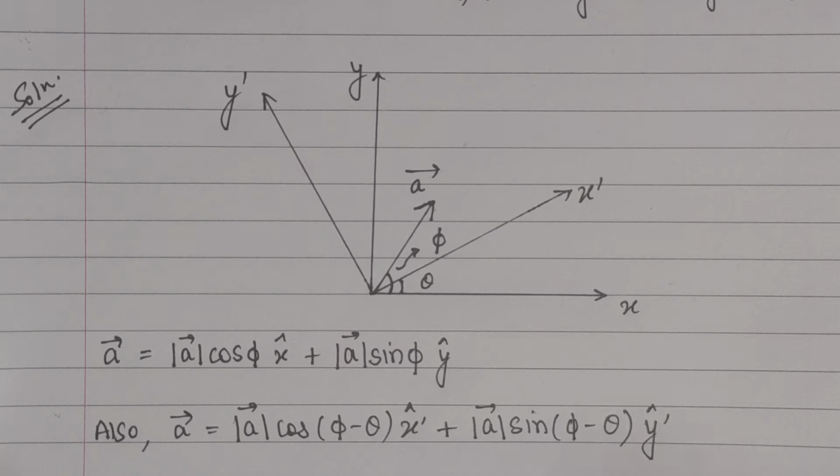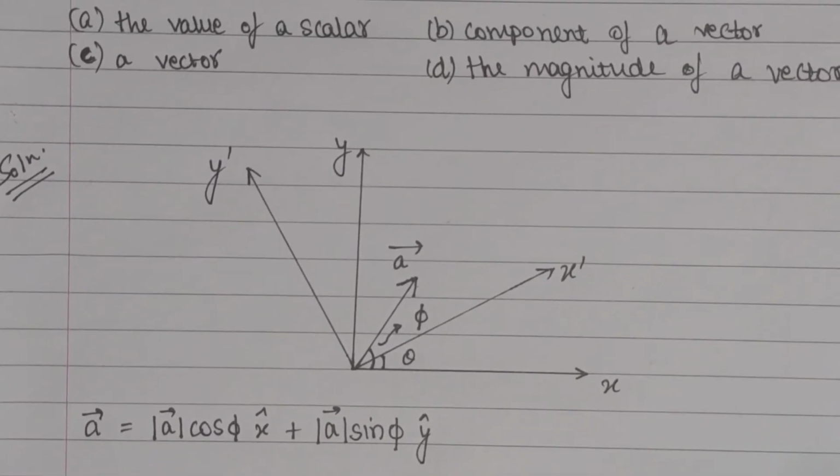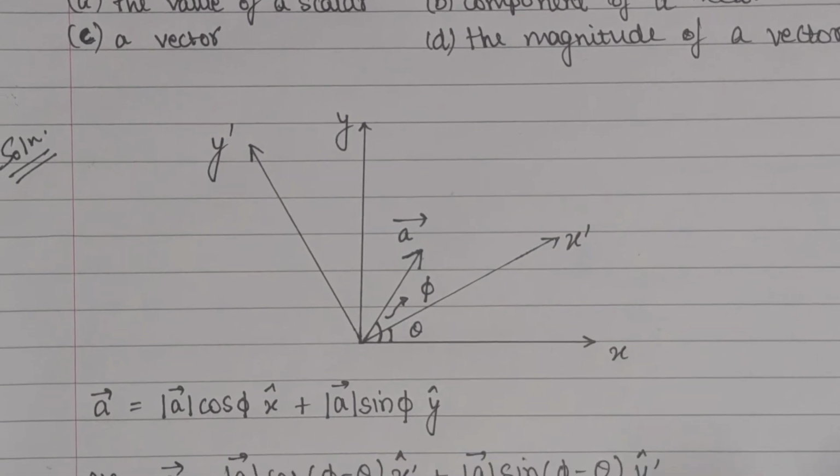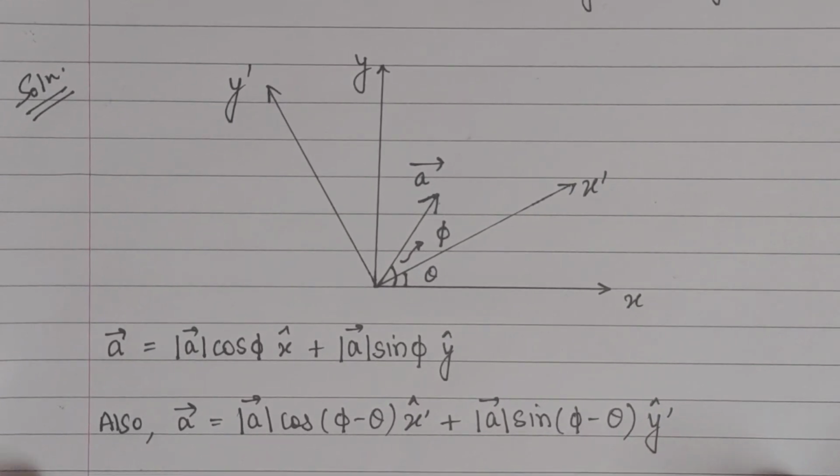Now, let's check the rest of the three options. The rest of the three options deal with vectors. So now let's analyze our vector A and see how it changes or doesn't change depending on our coordinate system. I've written the components of vector A in our initial coordinate system and also in our final coordinate system. You can clearly see that the component changes.